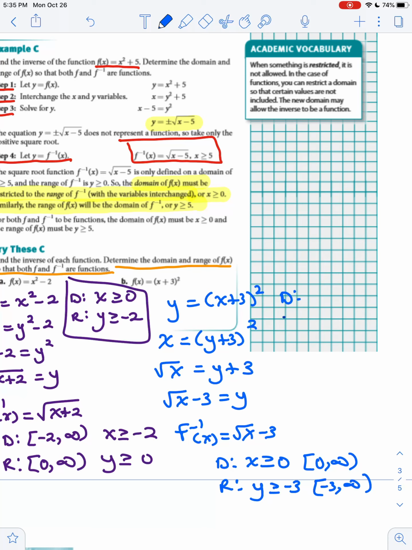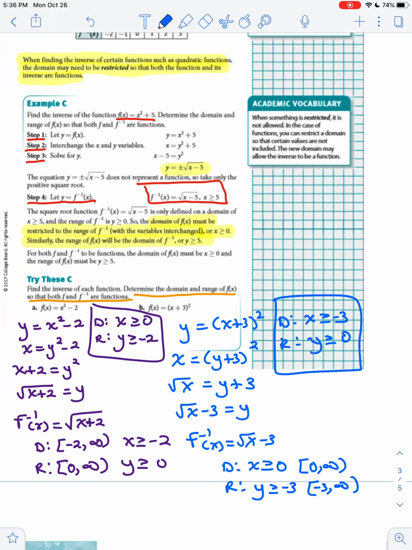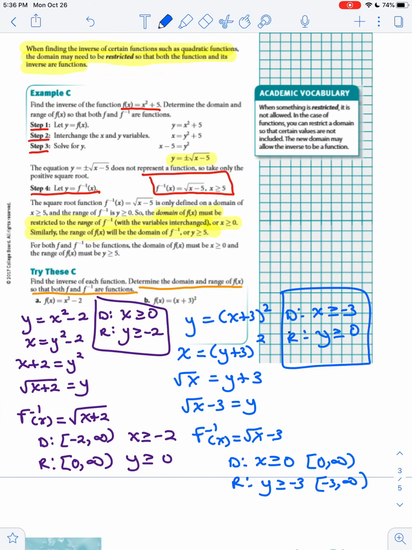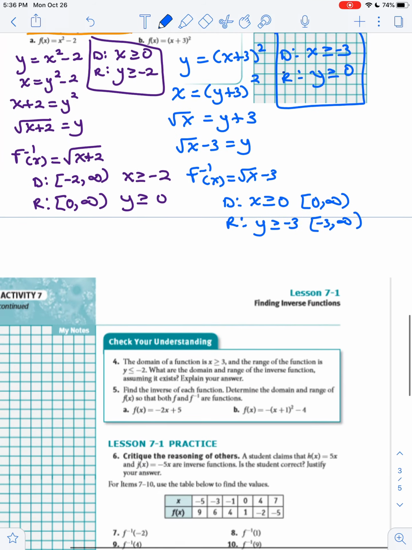So -3 to infinity. Now I swap those, and that becomes the domain and range I need to set for my original function. So my domain is going to be x greater than or equal to -3, and my range is going to be y greater than or equal to 0.